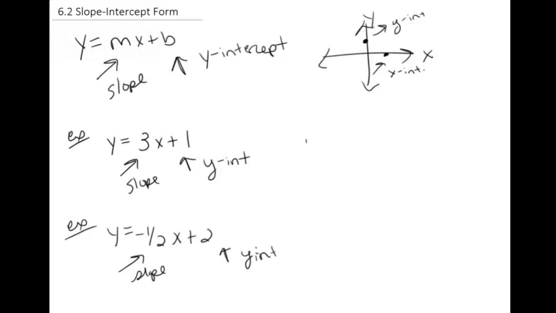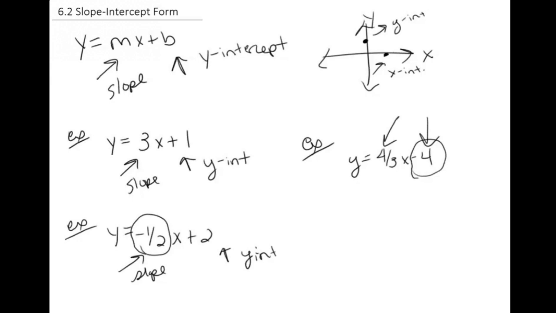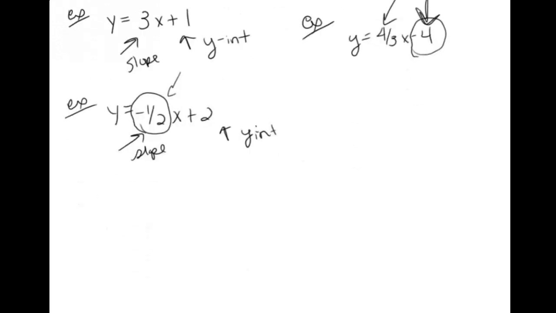The first part of this assignment is simply identifying this. One more, y equals 4/3 x minus 4, slope, y-intercept. Now make sure that you take that negative with you. So if there's a negative beforehand, that stays with the term, so don't lose it. So in this case, the slope is a negative 1/2. And in this case, the y-intercept is negative 4. So be attentive to those negatives. You don't want to lose them.